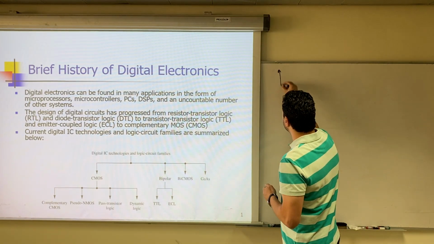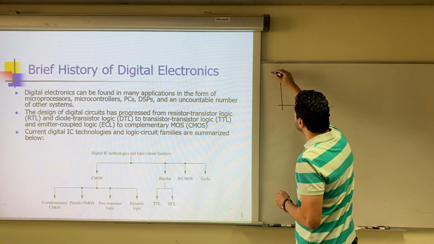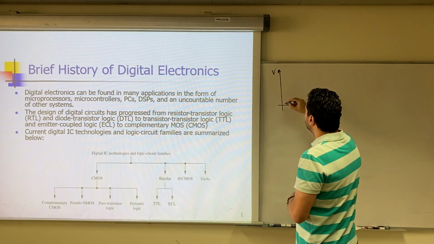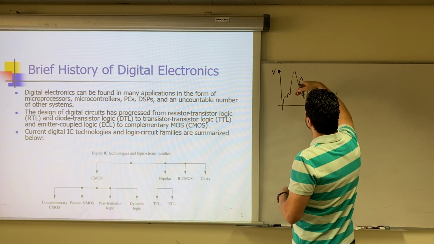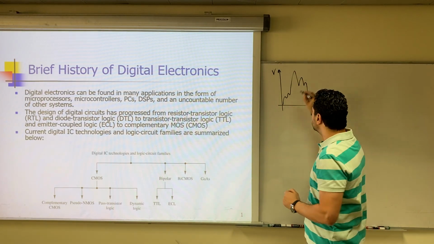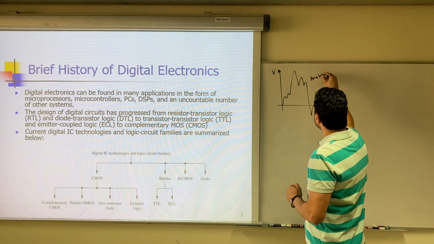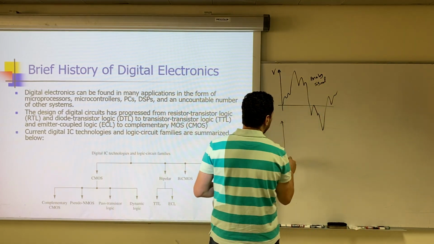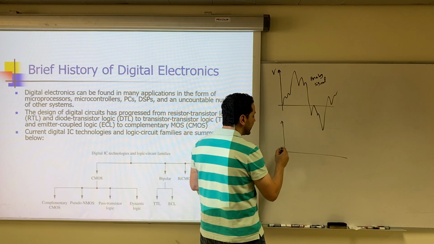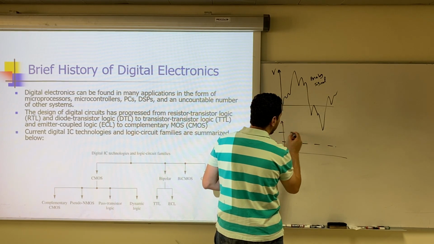Analog signals are signals whose amplitude, let's assume it's volts, can take any value. So this is called an analog signal. The amplitude can take any value. This is an analog signal. While a digital signal is a signal whose amplitude can take only a finite number of values.